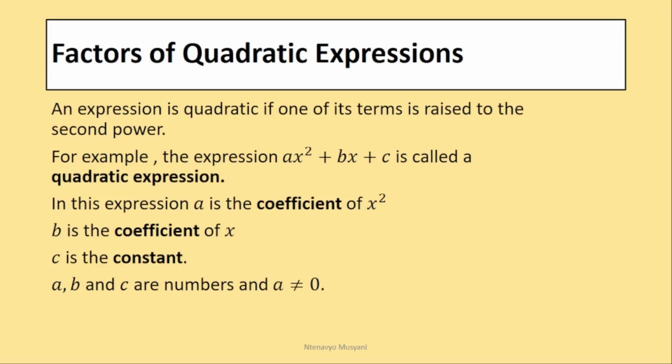So we can't have an expression that has a term raised to the second power, and hence we can't have a quadratic expression. So a quadratic expression should have a term that is raised to the second power. So a, b, and c are going to be numbers. So let's look at examples.